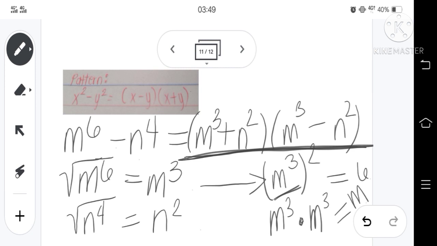And this is the process of factoring difference of two squares. So I hope you now know how to factor difference of two squares. Okay?